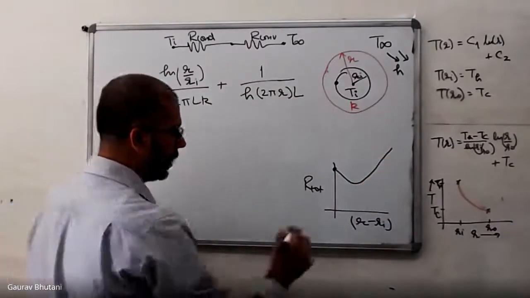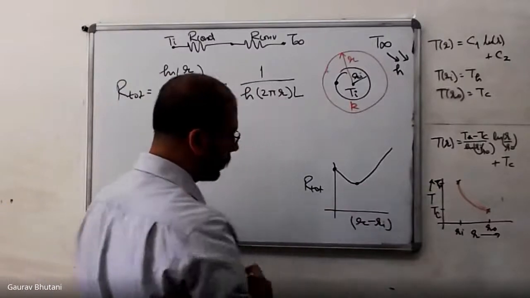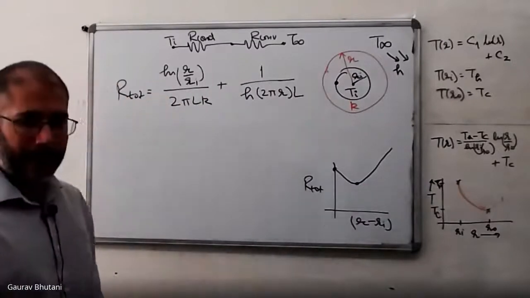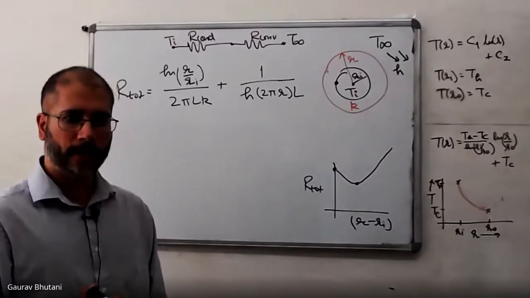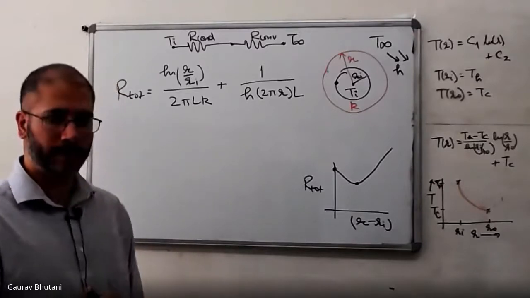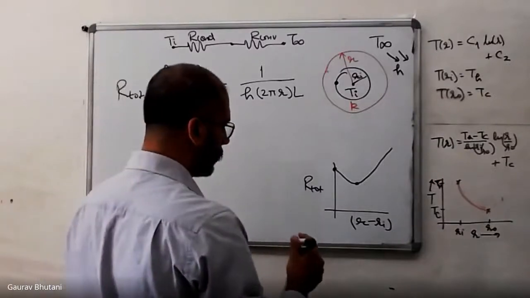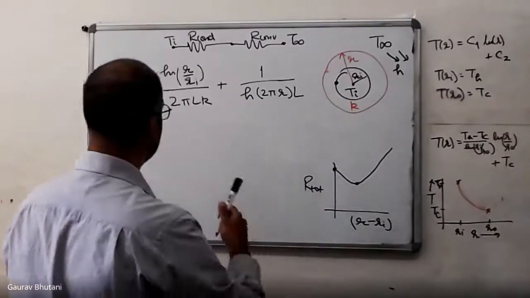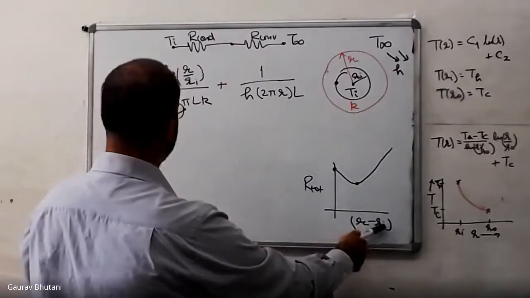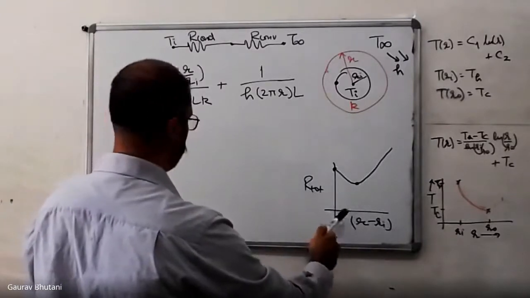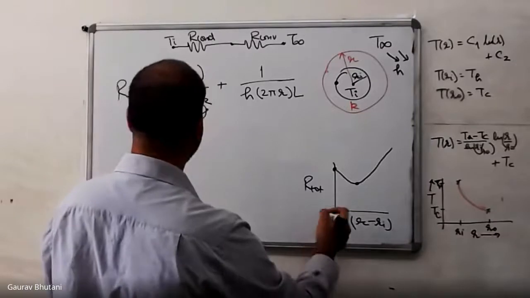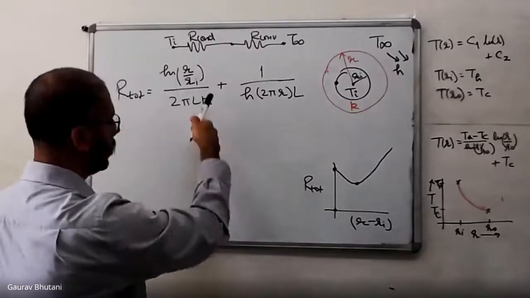So it says that there could be a critical radius at which the rate of heat flow would be maximum. That is, my resistance would be minimum. Because what's happening is, if you look at your conduction resistance and convection resistance, when r minus Ri is 0, then your conduction resistance is 0. Okay? And as you increase, it increases logarithmically.